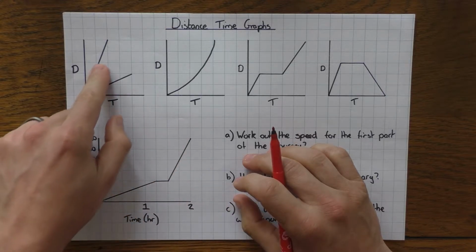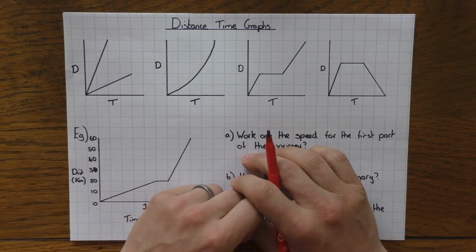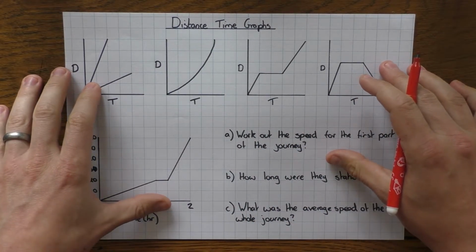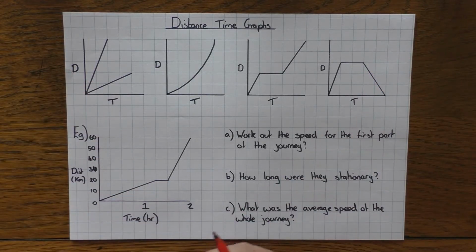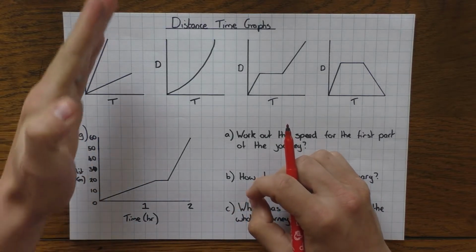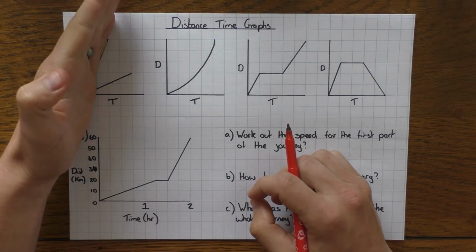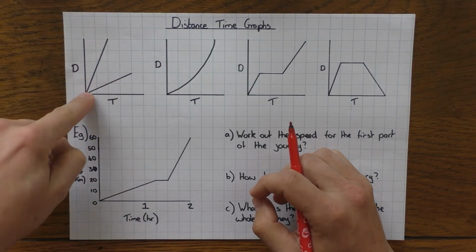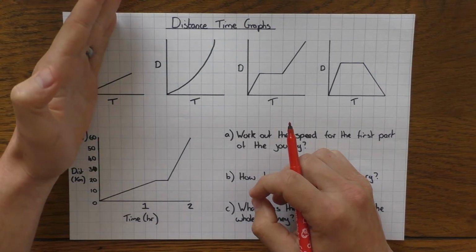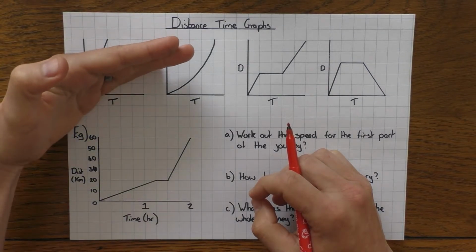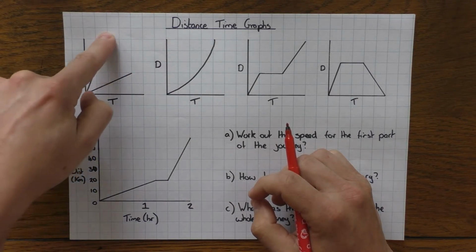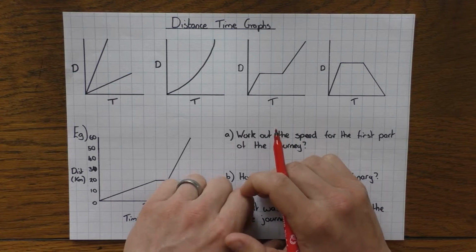Now, if you have straight lines, that is a constant speed. Whatever the distance time is referring to, whether it be a car, a boat, someone walking, whatever it is, a straight line shows a constant speed. And the steeper the straight line, in other words, if it has a higher gradient, the faster it is. So this line here would be faster than this line here. Both are constant speeds, but that one's got a smaller gradient, so that's slower than this one. So that's the first thing to bear in mind.